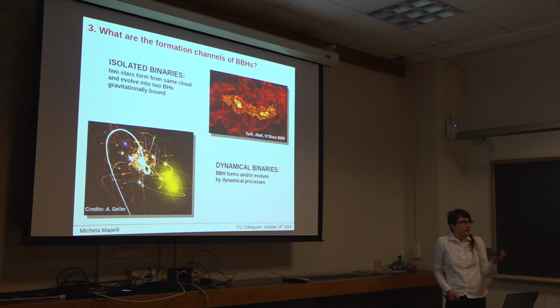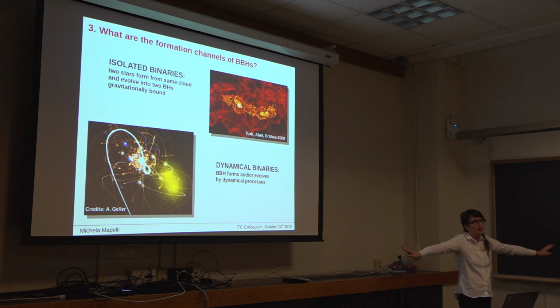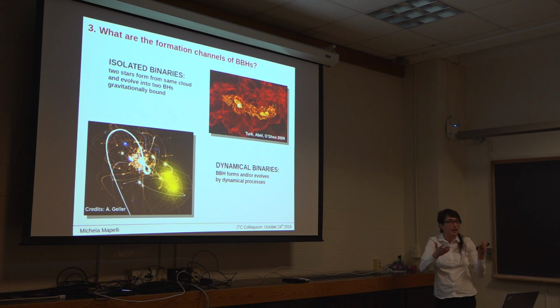The idea of the isolated binary is pretty obvious. Stars tend to form in binaries, especially massive stars. If a binary system can evolve so that the two stars become a binary black hole, then the two black holes may be able to merge. In the dynamical scenario, the two black holes were not related to each other. They do not come from the same binary. They enter the same binary by some dynamical process in an extreme environment.